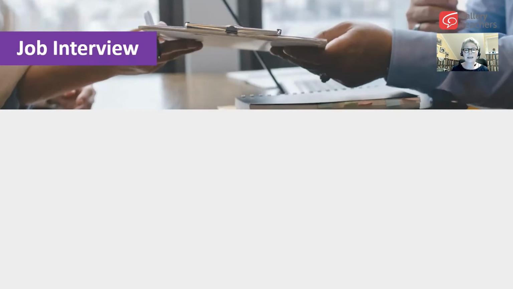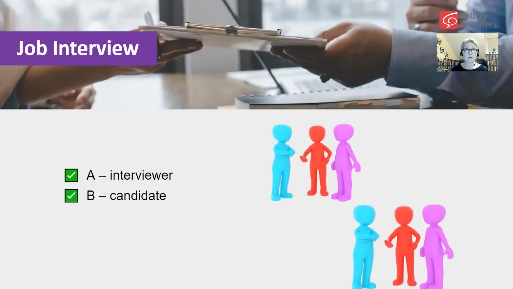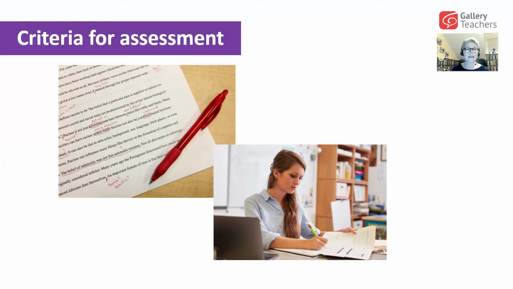So let's have a look at an example situation of a job interview. Imagine that your students are going to role play a job interview. They work in groups of 3, where A plays the role of the interviewer, B plays the role of the candidate applying for the job, and C is the observer who will then feed back to A and B on their level of success. But of course, C cannot assess the level of success if there is no frame of reference, if they don't know what success looks like.